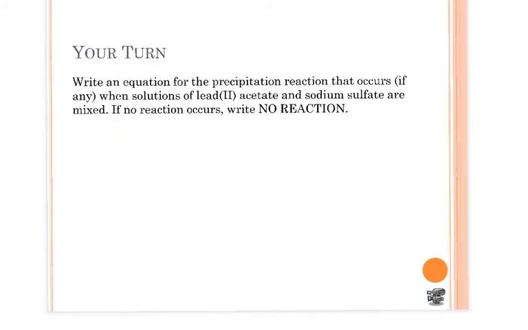Okay, go ahead and give this a try. Write the equation for the precipitation reaction that occurs, if any, when solutions of lead 2 acetate and sodium sulfate are mixed. If no reaction occurs, write no reaction. Alright, so let's start with lead. And we have 2. Acetate has the formula C2H3O2, but it has a -1 charge. So that means I have to put parentheses and put a 2 here to balance that out.